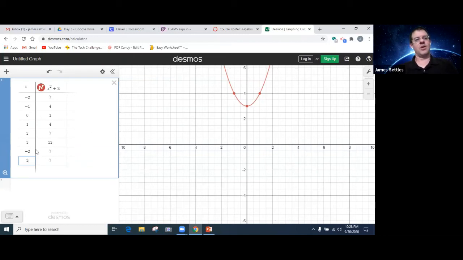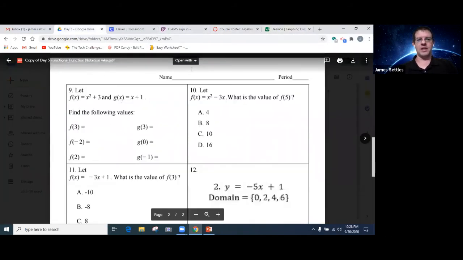And so we can just sit there and type these in now, and it's going to give us all of our answers. So right here, we had 12 is 3, -7. Which one was it? This one. All right, so on number 9, you'll write f of 3 equals 12. And then f of -2 equals 7. And f of 2 is also 7.